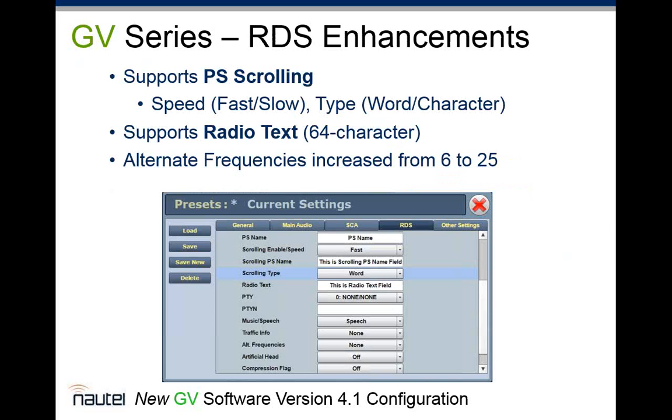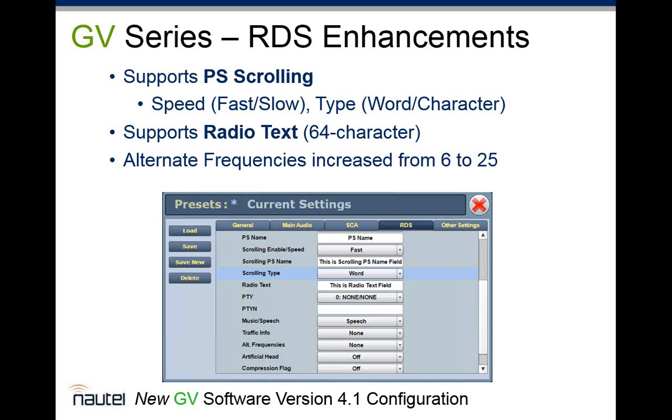Okay, now let's talk about RDS. This is going to be fun. The cool thing, I think, is everybody has been asking for this, and we finally responded. Obviously we're pretty proud of that. We now support PS scrolling. We're going to jump into the menu, the picture down at the bottom. You'll see we give the ability to turn it off, of course, and then pick whether it's slow or fast scrolling. Slow would be somewhere around 10-second updates. Fast is approximately 3 seconds.